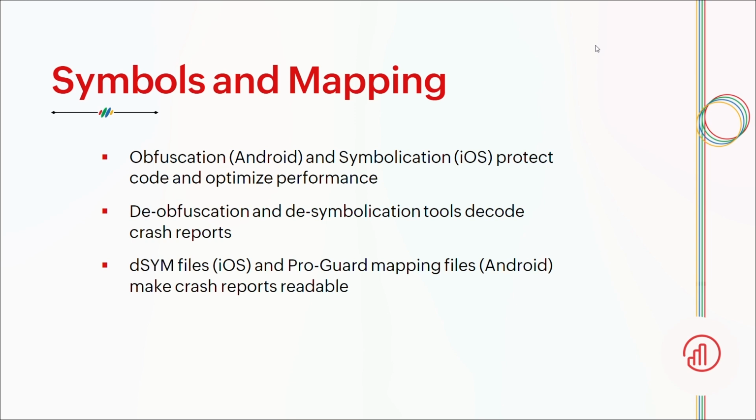To deobfuscate or desymbolicate the crash reports, we use tools like dSYM files for iOS apps and mapping files from ProGuard for Android. They turn these reports into something you can read and understand. Let's now see how to use these tools in the Apptics console.